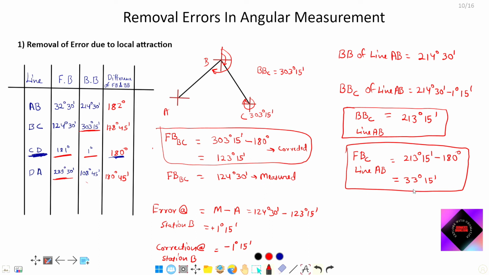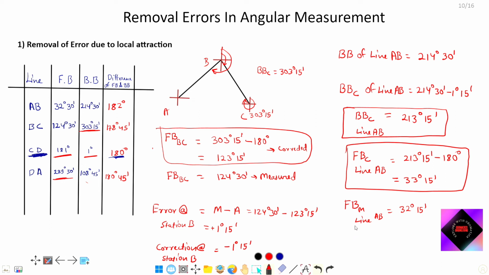I am again saying station A, station B, so that you can understand that our corrected value from station A is this. But what we have measured from station A, that is the measured fore bearing of line AB, 32 degree 15 minutes. That means we have some amount of error at station A, due to which we are not getting the same difference. So we will calculate again.